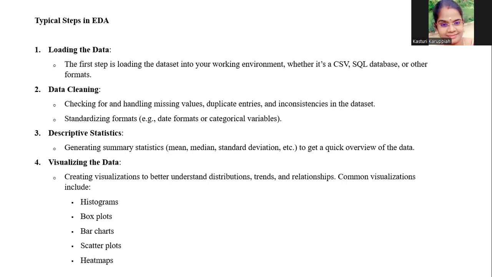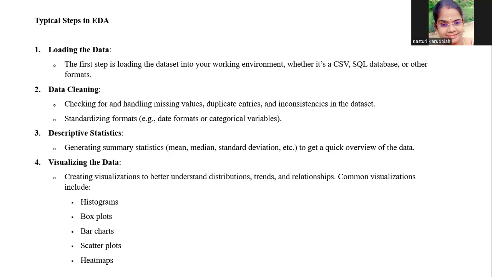Next come the descriptive statistics. What are descriptive statistics? Generate summary statistics for each variable. We'll find the mean, median, mode, standard deviation, etc. After we have loaded the data, the loaded data is cleaned by handling missing values, duplicate entries, and inconsistencies in the data set. And then third, we do the univariate analysis. That is the summary statistics for each and every individual variable.